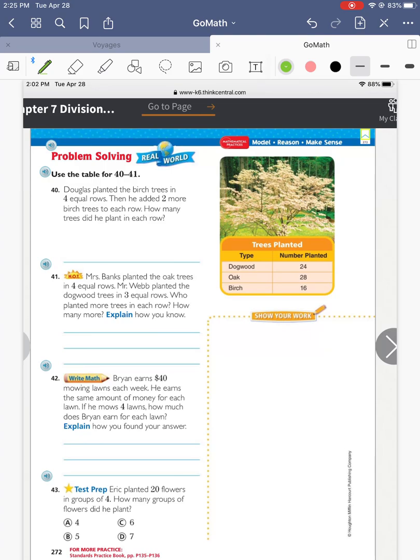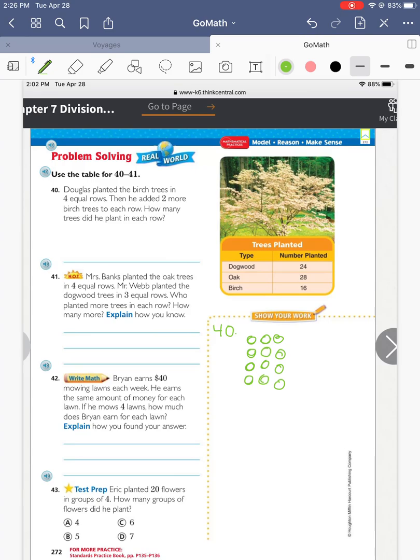So let's draw the picture that he did. So remember, if you number them, it's easier to keep track of your work. So number 40, it says he planted them in 4 equal rows. So I'm going to draw 4 rows. Then he added 2 more birch trees in each row. So we add 1, 2, 3, 4. Then 4 more. How many trees?